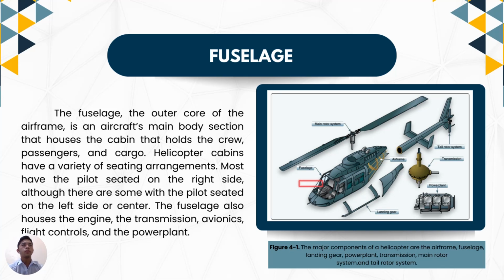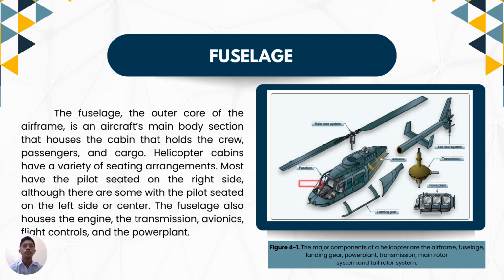So the fuselage, the outer core of the airframe, is an aircraft's main body section that houses the cabin that holds the crew, passengers, and cargo. Helicopter cabins have a variety of seating arrangements. Most have the pilot seated on the right side, although there are some with the pilot seated on the left side or center. The fuselage also houses the engine, the transmission, avionics, flight controls, and the power plant.